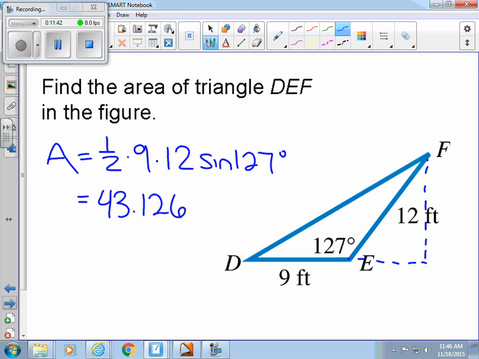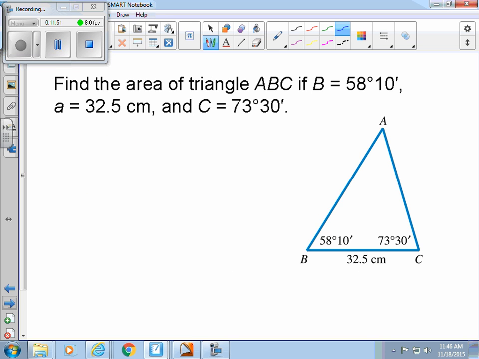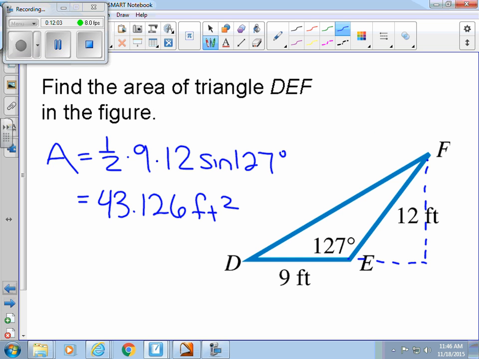If you didn't get the units, you'll get it. So what are my units? Feet squared. Good. And why is it feet squared? Area is square units. You didn't get that? Oh, this is the answer.